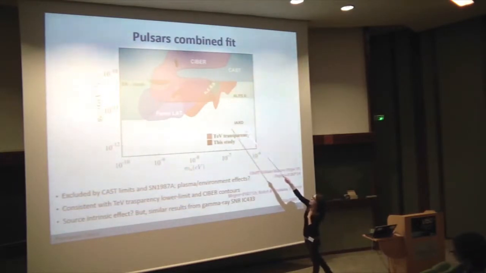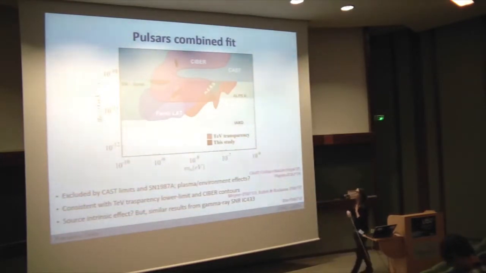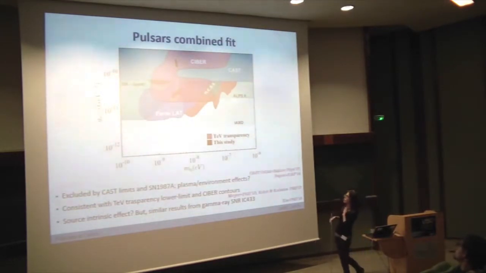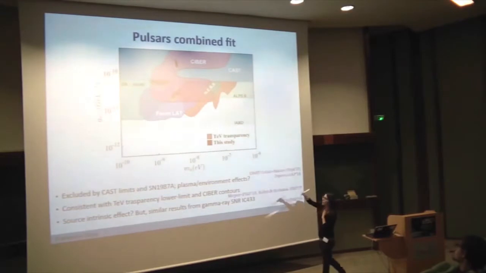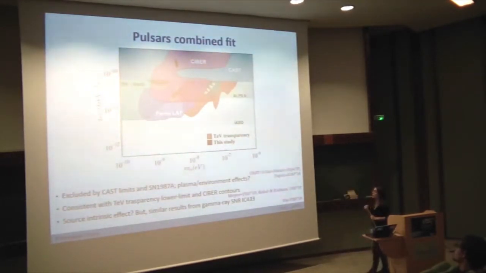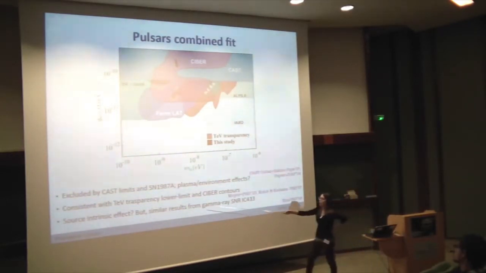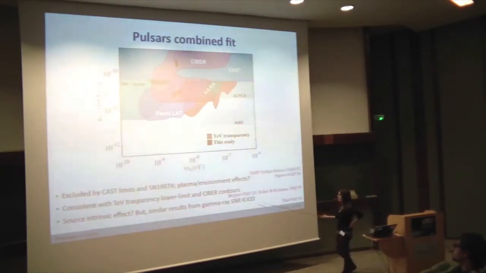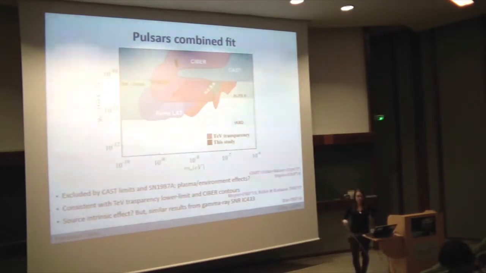The results are, however, consistent with the TeV transparency lower limit and hints from CAST, which is this pink region, and do not seem too much in contrast with Fermi-LAT and H.E.S.S. limits. We also tried to understand if there could be some intrinsic effect due to the source itself, so the physics of the pulsars, but we couldn't find any. And there is also another analysis from collaborators about supernova remnants in the Fermi-LAT catalog that finds a best fit region in the same ballpark. So this has still to be settled.